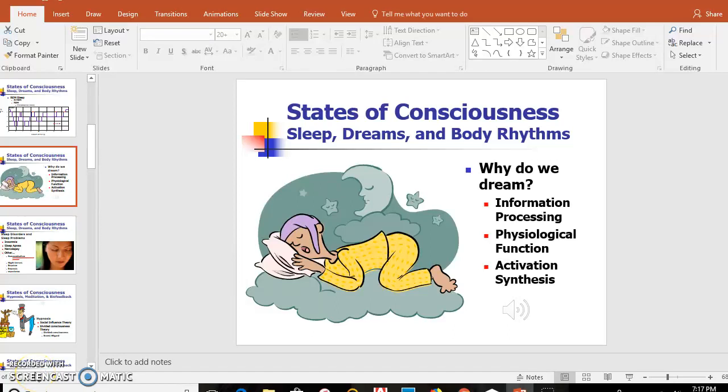All right, so everybody should be on page 148. We're looking at the theories about why we dream. So we're going to look at several different theories. The first one is information processing.